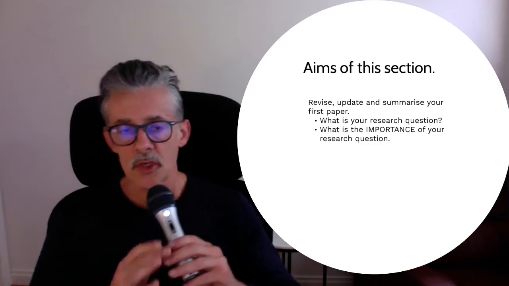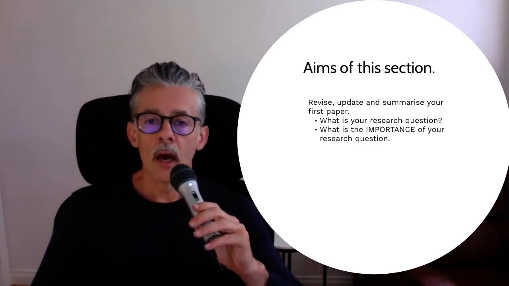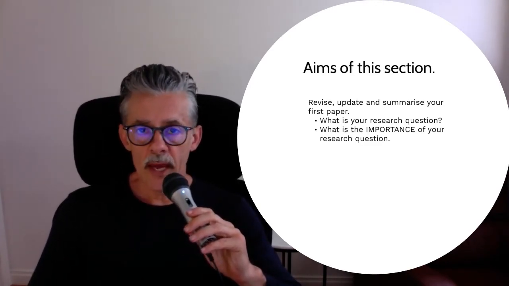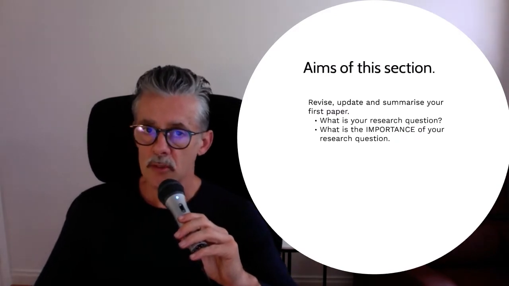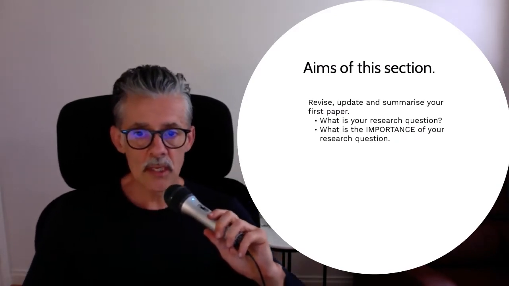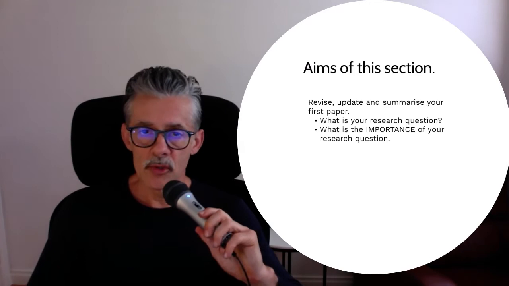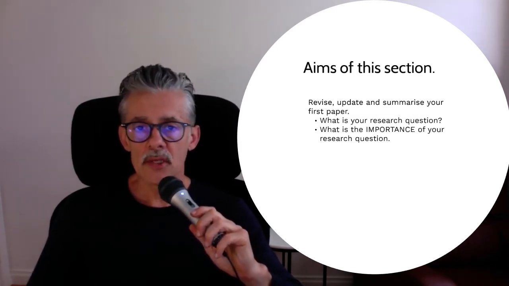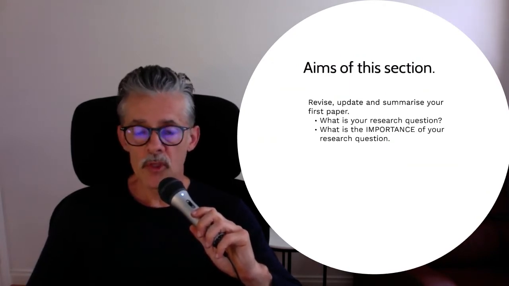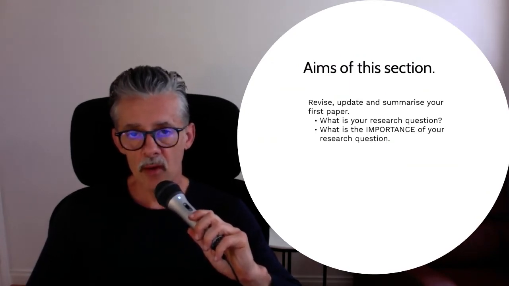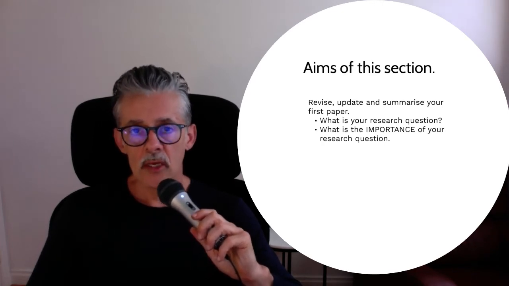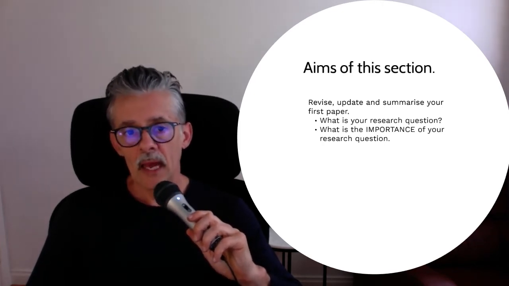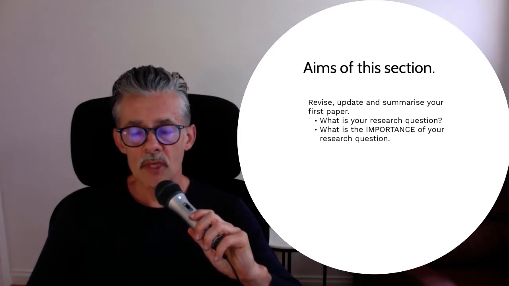Then we get to the proposal itself, and your proposal has got 3 sections. And the first section is introducing your research question. And basically, it's a reworking of your first assignment. So you will have received some feedback on how to improve your ideas. You need to incorporate that feedback, and you need to summarize that paper doing 2 things.